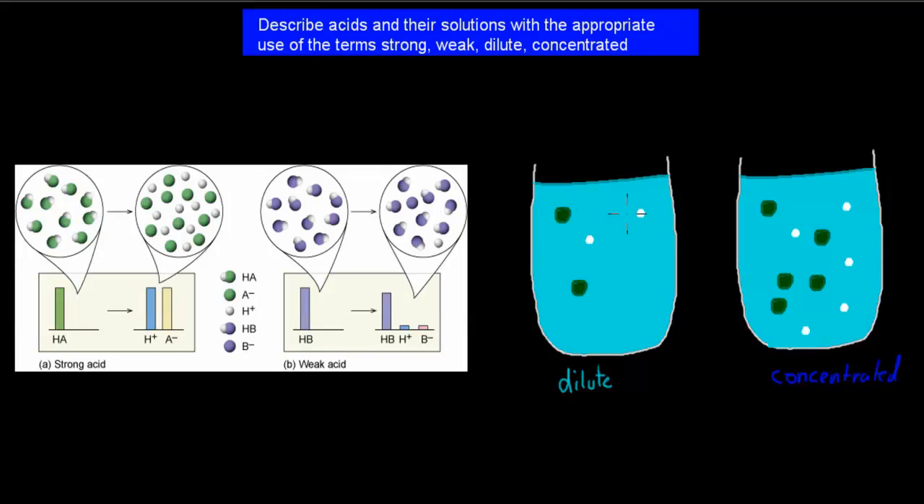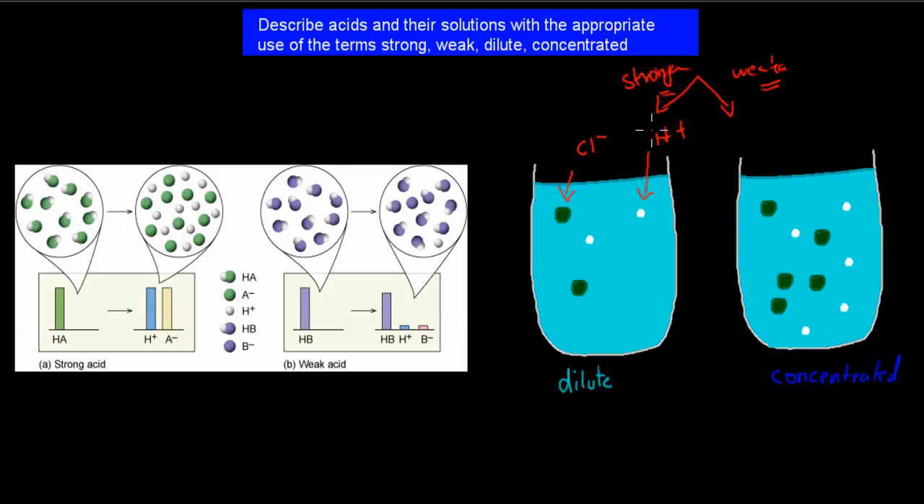If I were to tell you that this is our chlorine ion, and this is our hydrogen ion, we have two different types of beakers. This beaker has 2 chlorine ions and 2 hydrogen ions, and this beaker has 5 chlorine ions and 5 hydrogen ions. Which one is stronger? So which one has a stronger acid and which one has the weaker acid in it?